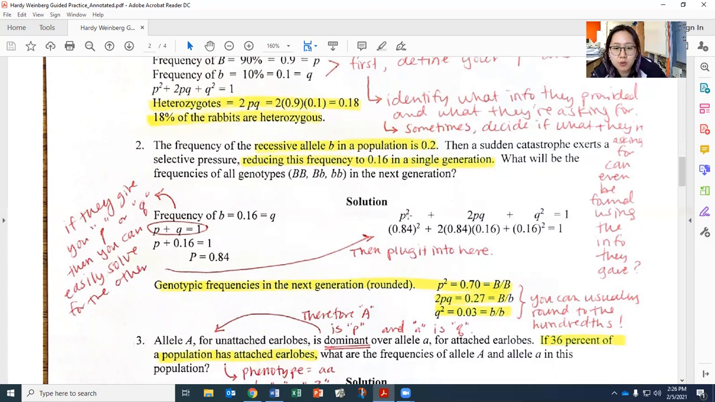So you're going to have the p squared, the 2pq separate, and the q squared. After you do each of those calculations individually, you will get the genotypic frequencies in the next generation, and you can generally round them to the hundredths position. So your p squared equals 0.70, which is about 70%, that will have the genotype capital B, capital B. 0.27 is the frequency of the genotype capital B, lowercase b, so about 27% of the population. And then q squared is 0.03, so about 3% of the population will have the homozygous recessive little b, little b.